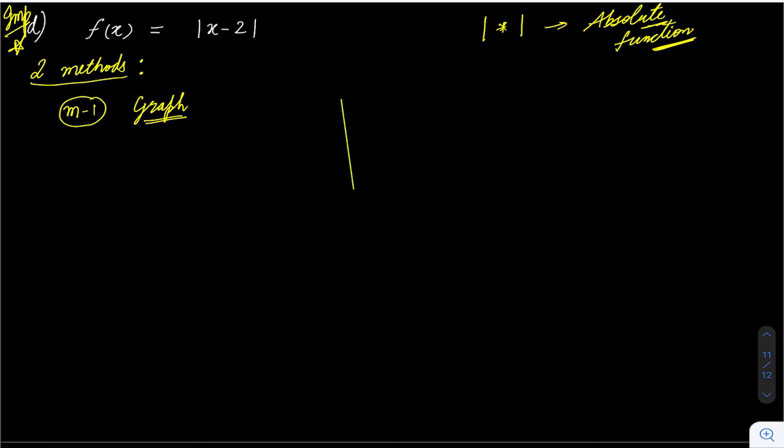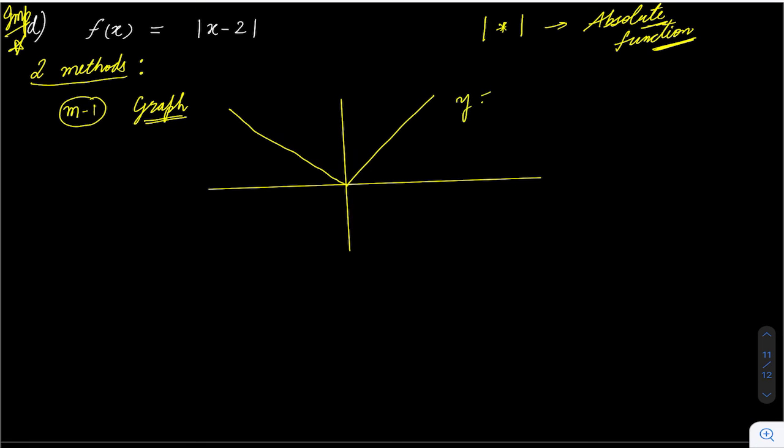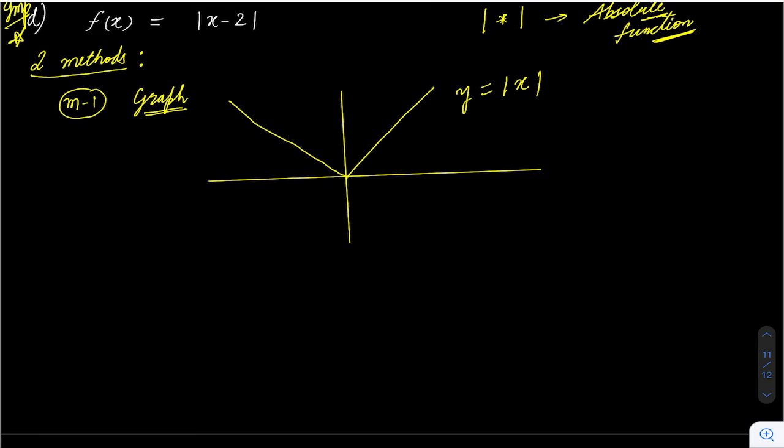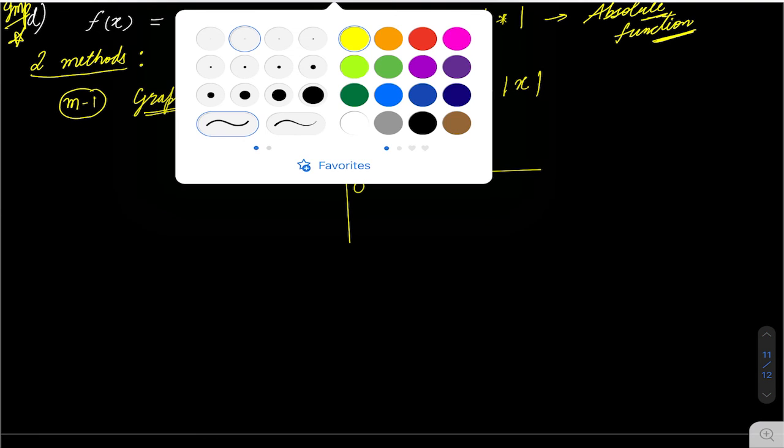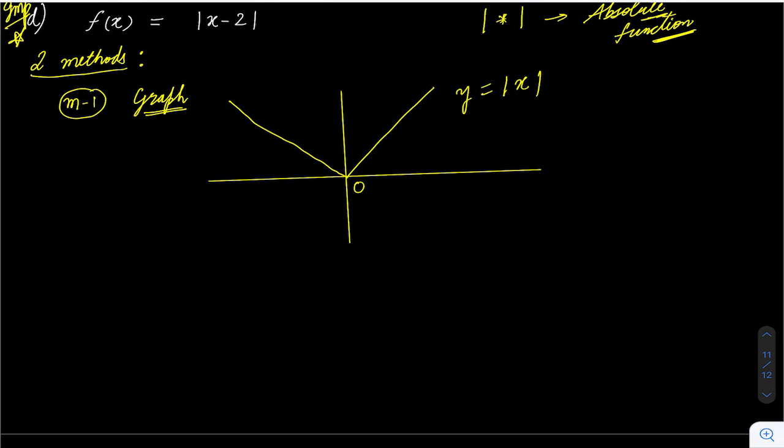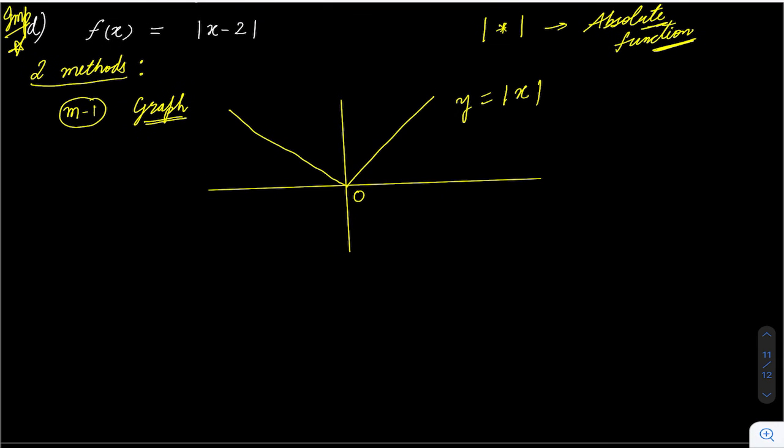Now some of you, I think, already know that the absolute function graph is like this. This is the graph of y equals the absolute function x. This is 0. Now, if this is mod of x or absolute function of x, then how will you draw mod of x minus 2? You will just shift the graph 2 points to the right. So this will be my new graph.